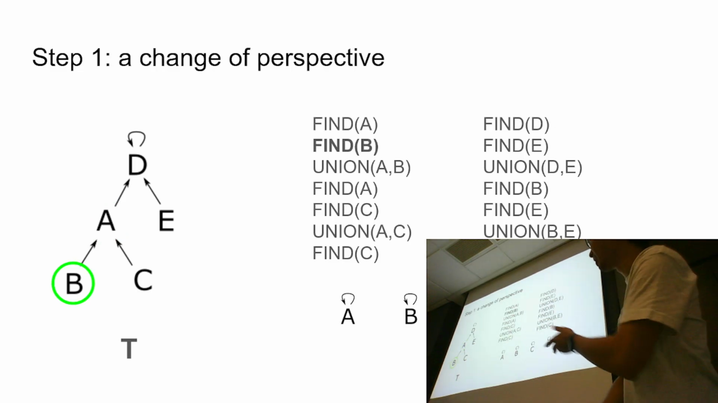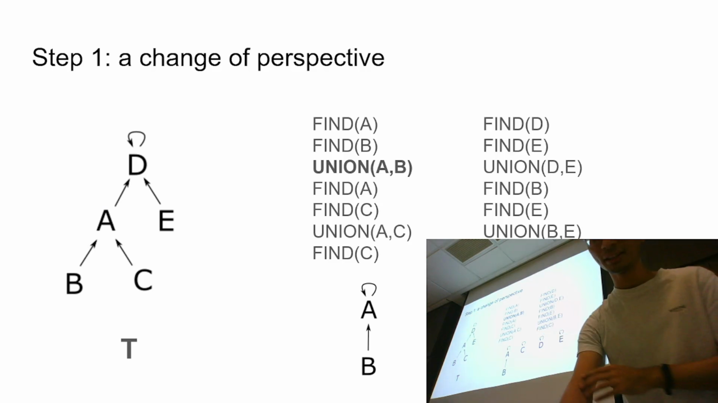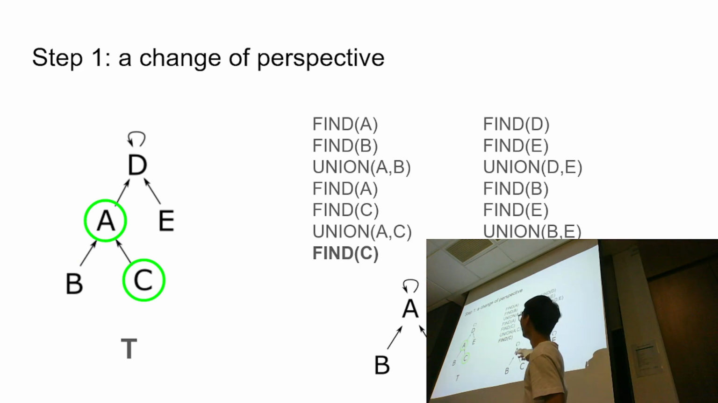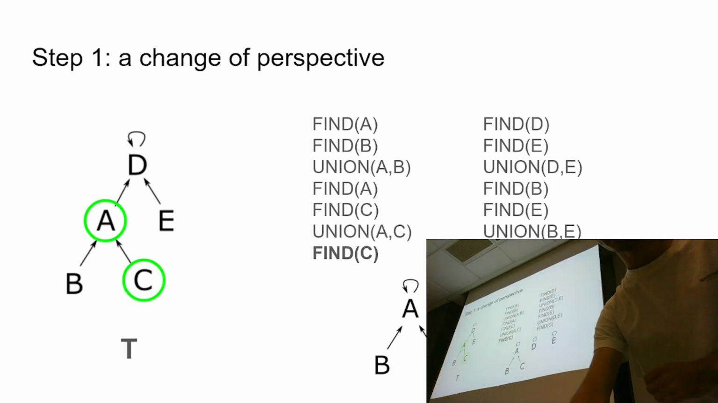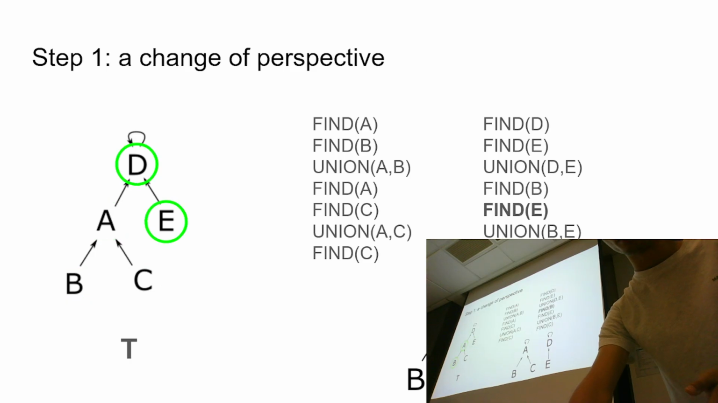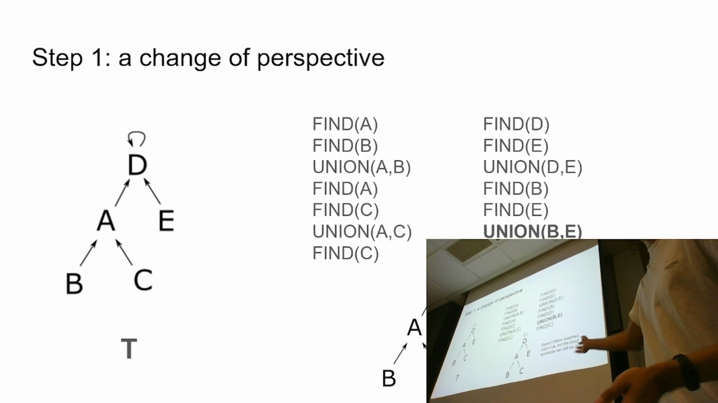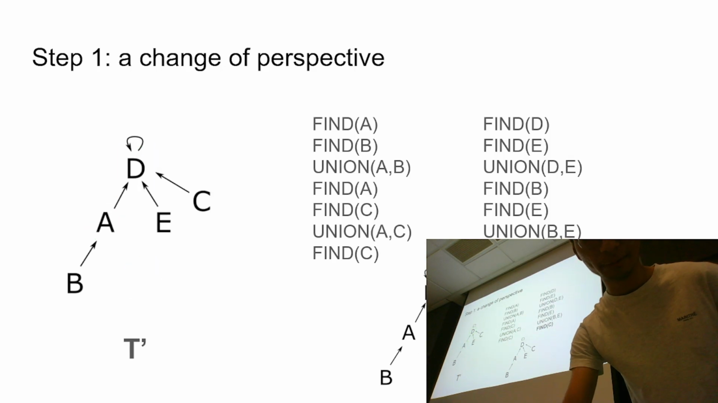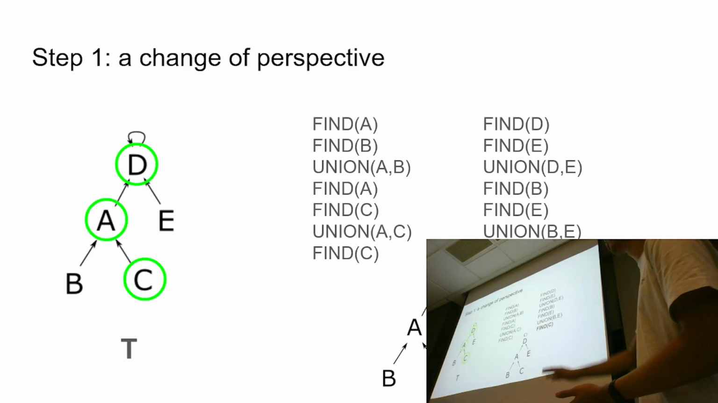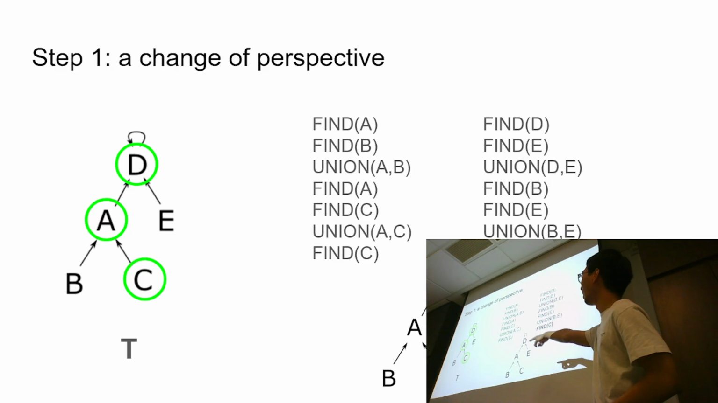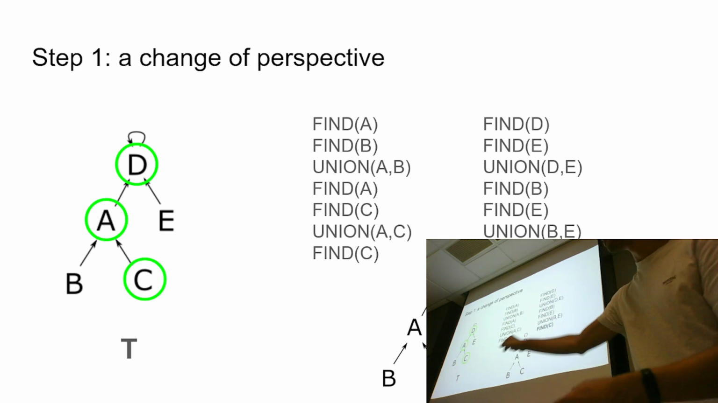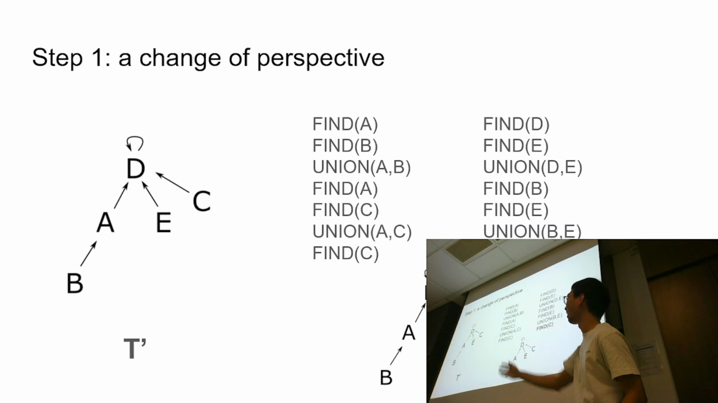So find A, find B, similar. Union of A, B. Find A, find C, union of A, C. Now because C and A are merged, this partial find of C will stop at A instead of C just now. And then this is just running through the rest of the operations. This doesn't follow weighted union, but the proof technique still applies regardless of weighted union. Also, when you apply a partial find, it can also change T. So there's also some state. Instead of C-A-D, it becomes C-D. I represent that by T prime.